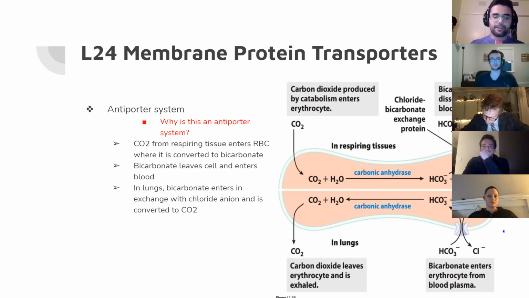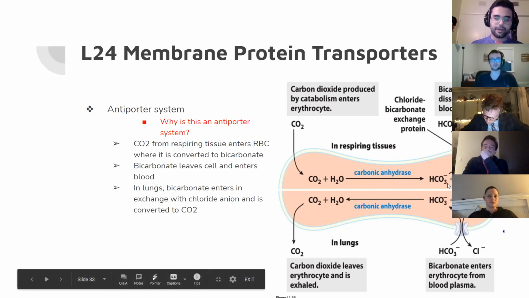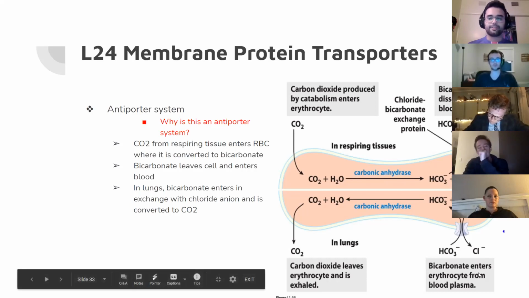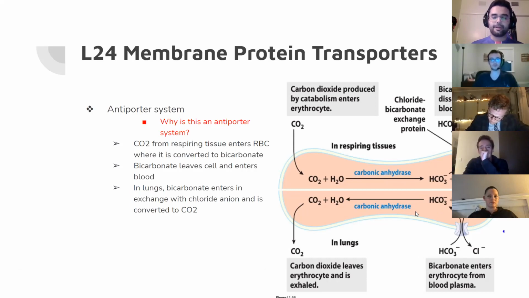Our bicarbonate will then go to the lung tissues, go in, and our chloride ion goes out, which is again why it's an antiporter system. And then our bicarbonate can go through another carbonic anhydrase to form water and carbon dioxide, and then carbon dioxide leaves our erythrocytes through exhalation, okay? Does that make sense? Any questions on this?